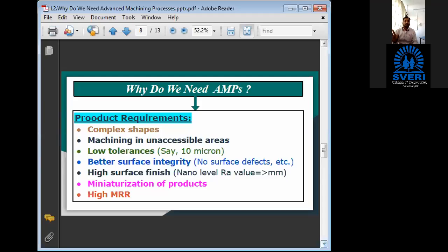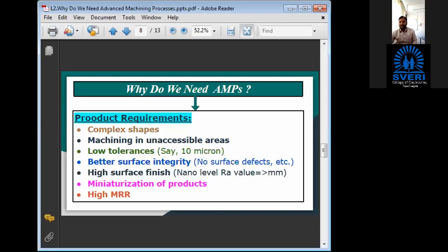should not have any defect, such as micro cracks, poor surface finish, or heat affected zone. So we have to achieve better surface integrity, and for that you can use the advanced machining process. Such defects or poor surface integrity should not be there. Otherwise, whatever your component or product is, it may get rejected. So to achieve better surface integrity, you have to go for advanced machining.